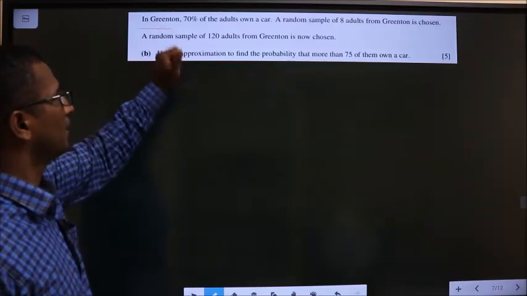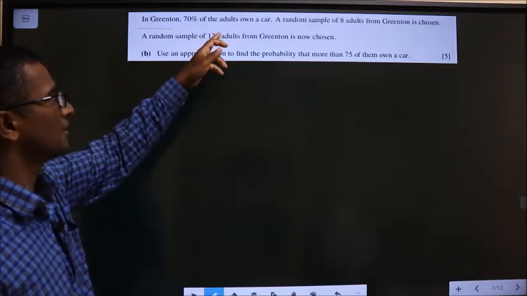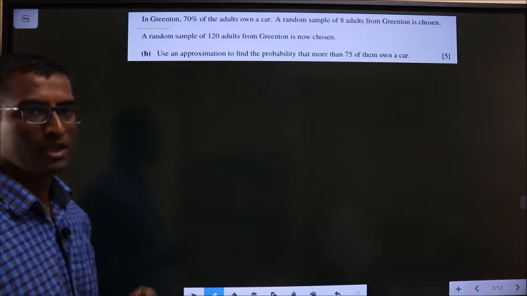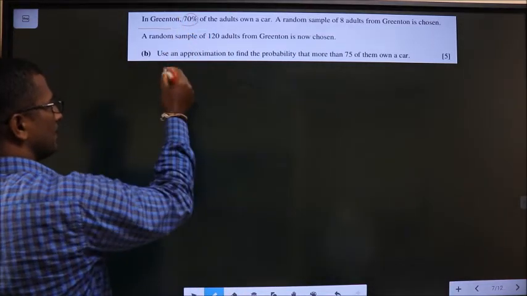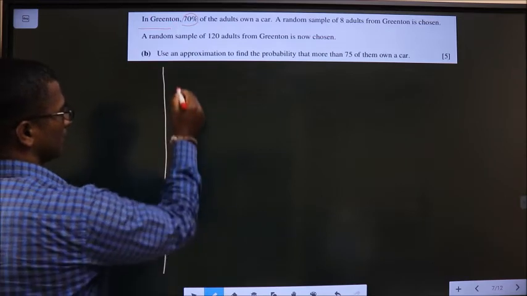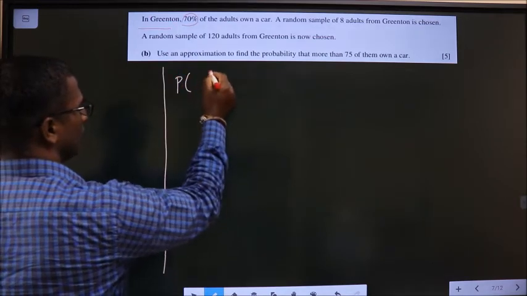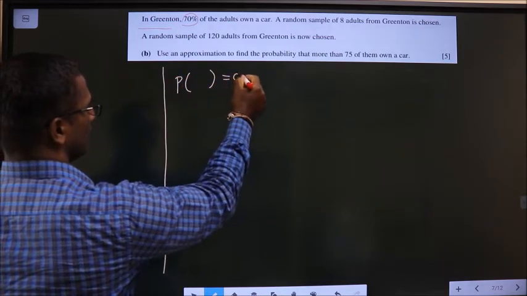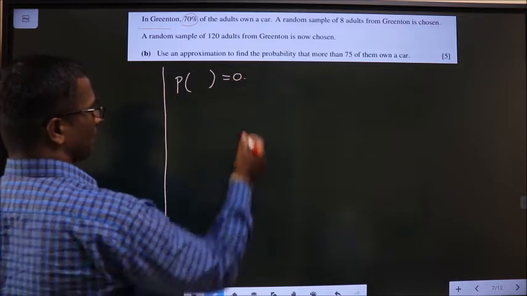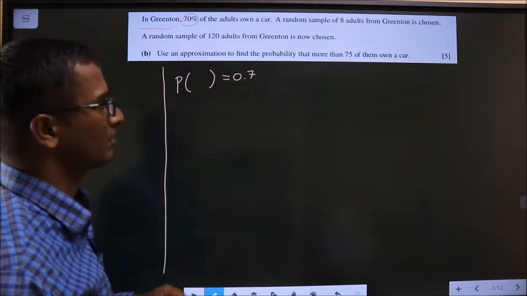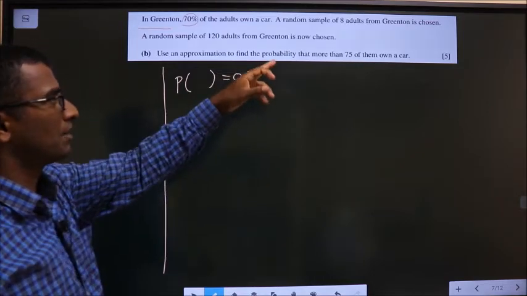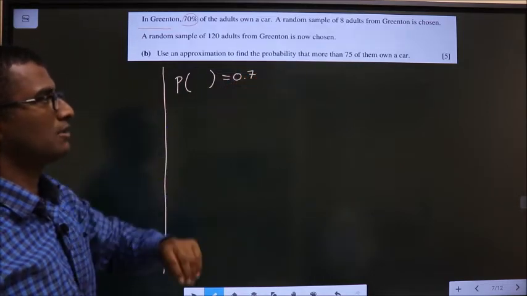In Greenton, 70% of the adults own a car. Here 70% is nothing but probability. So the probability of owning a car is 70%, that is 0.7. Okay, next. A random sample of 8 adults from Greenton is chosen.